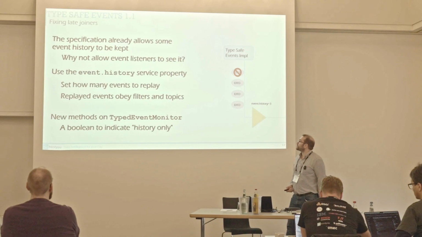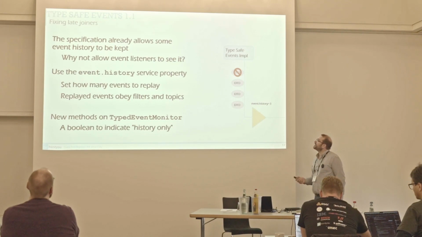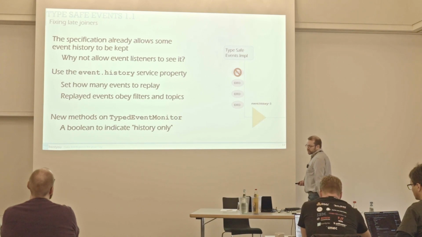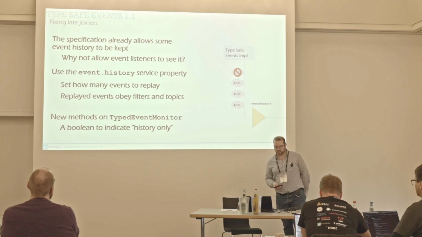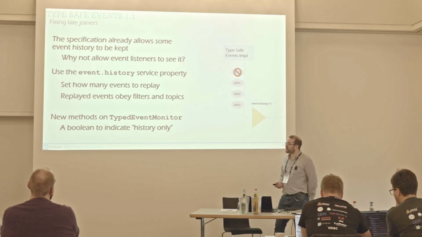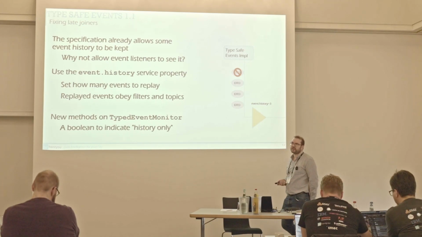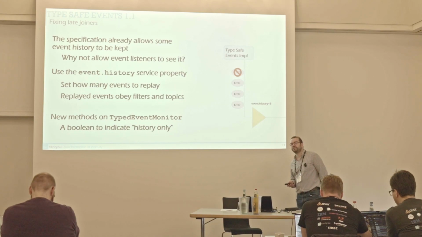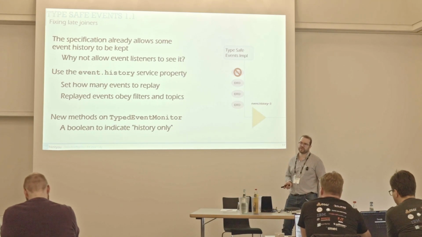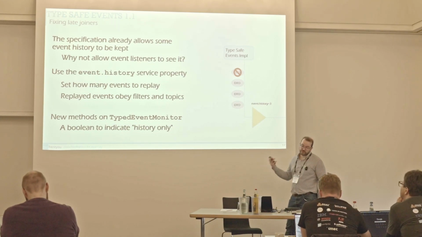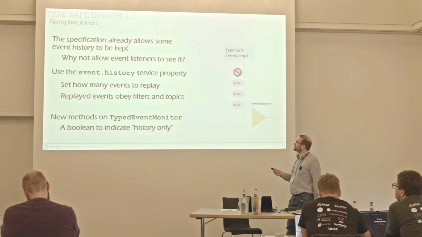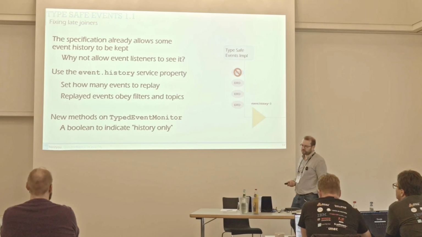So regarding the history, now what we have is an event history service property that will allow us to know how many events are stored in memory. The default value in REST is 124 history events. If you put that property to 0, obviously you won't have any history set up.